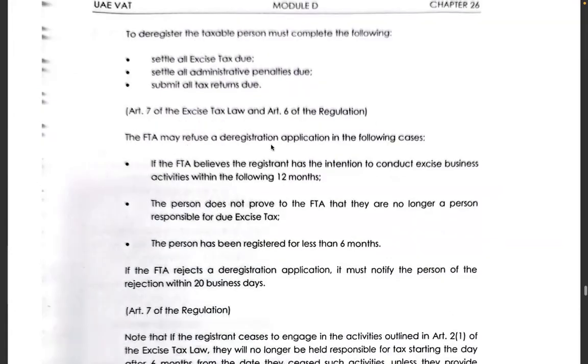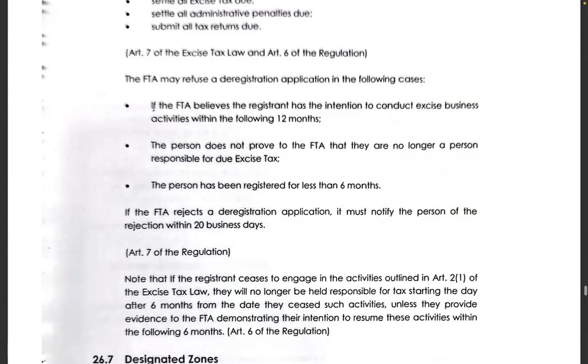The FTA may refuse a deregistration application in the following cases. So the FTA can refuse how? If the FTA believes the registrant has the intention to conduct excise business activities within the following 12 months, they may refuse deregistration. Or the person does not prove to the FTA that they are no longer a person responsible for due excise tax. So if the person is unable to prove that they will not be responsible for excise tax, then the FTA may refuse to deregister.